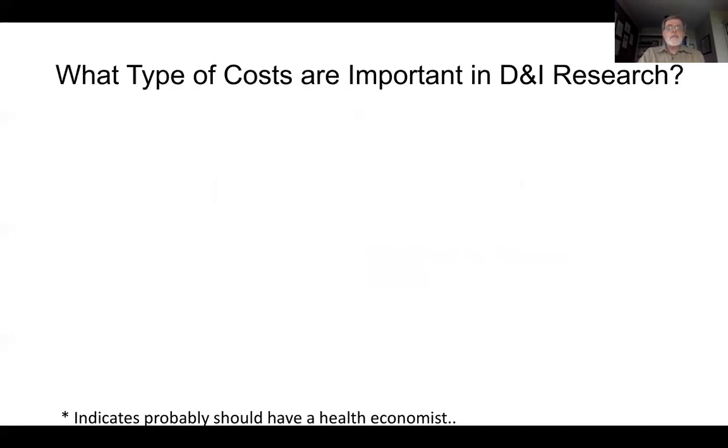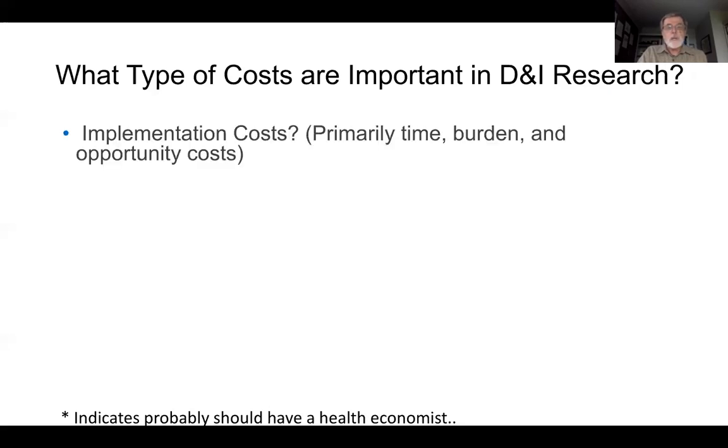So let's think a little bit more broadly about what types of costs are important in D&I research. I have a few bullet points, but we'll talk a lot more about this. Again, there really isn't a right or a wrong answer, but the notion is, as with the PRECIS, to think about which ones are the most relevant for your particular study, given the status of the literature and the purposes where you want to go. Usually in D&I research, you do want to focus at least on implementation cost. Usually this involves issues of how much time, what's the burden involved, and then what we call opportunity costs, which means what other things do you give up?